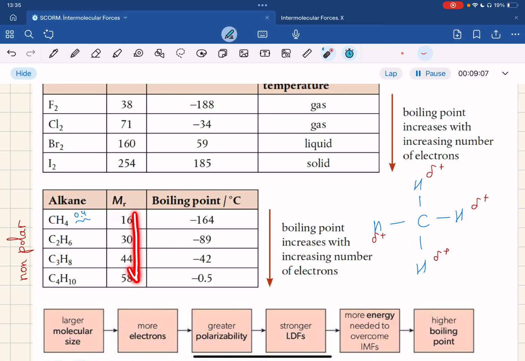As you see, the masses are larger. The larger the mass, the higher the boiling point. It is increasing.